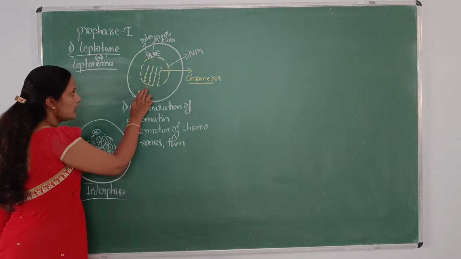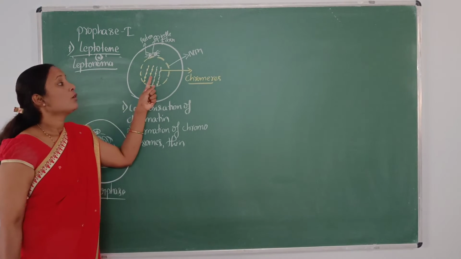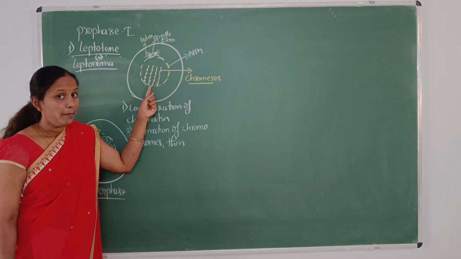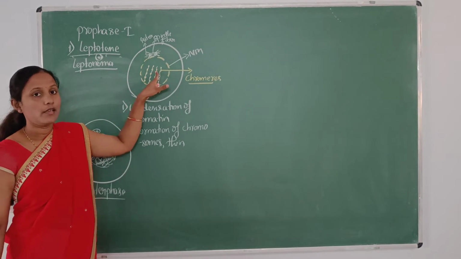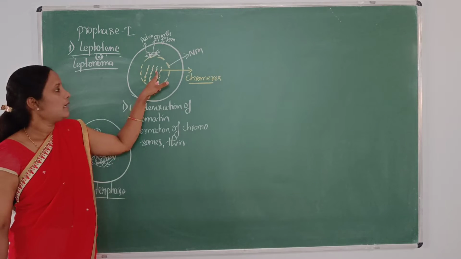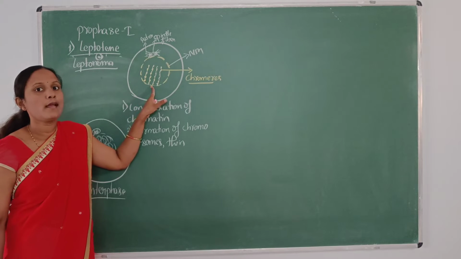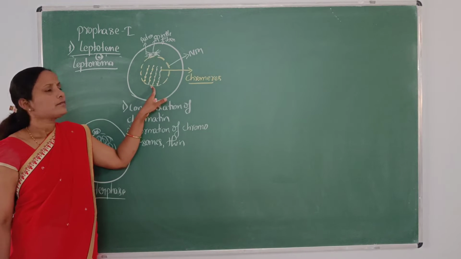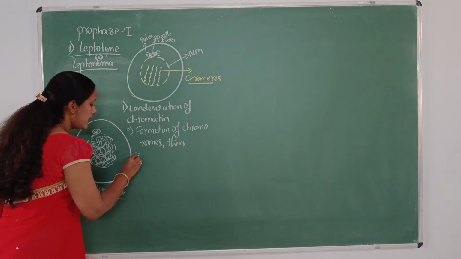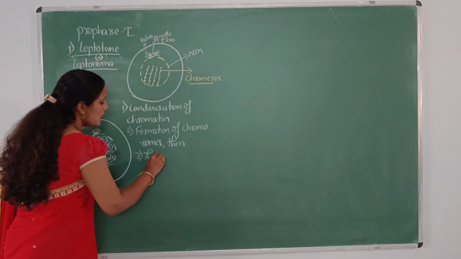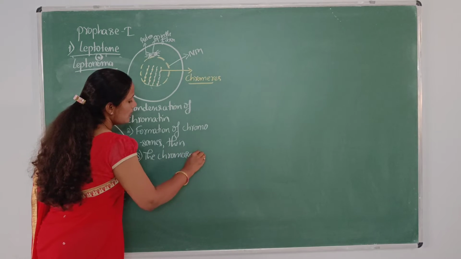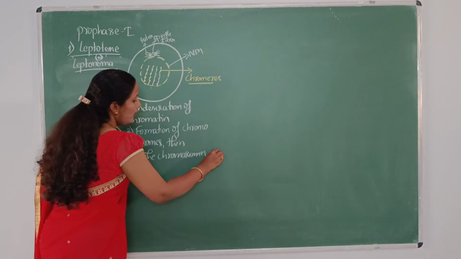If you observe here, I have drawn the chromosomes in attachment with the nuclear membrane. I have not drawn them suspended within the nucleus or the nucleoplasm. I have drawn them in attachment with the nuclear membrane. There is a reason for that. In this stage, the chromosomes are polarized.